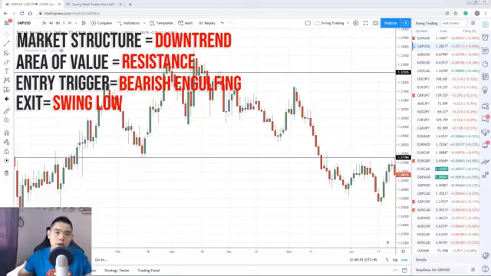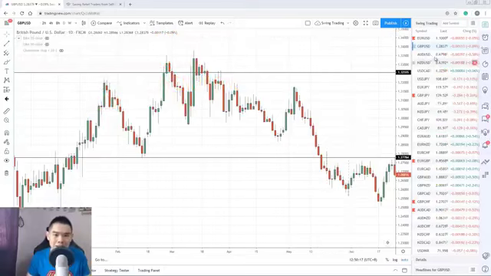Make sure that you are using the candlestick patterns in the right context of the market. If you cannot apply it to a specific chart that you're trading, then chances are you don't want to be trading that particular candlestick pattern, right? Because everything has to fall into place. You want to be trading within the right market structure from an area of value. You have a valid entry trigger, and then you know where to exit your trade as well. So this is what I mean by the MAEE formula.